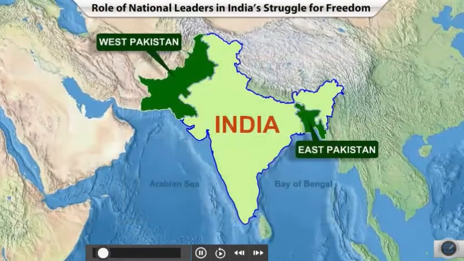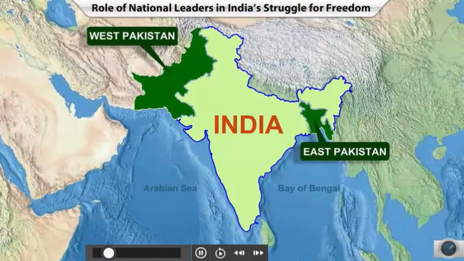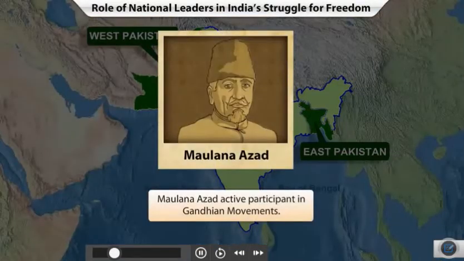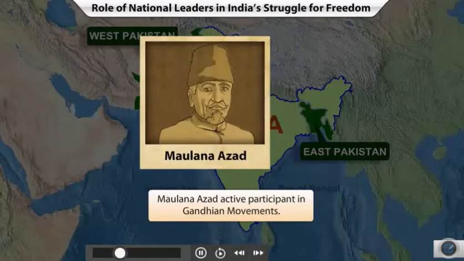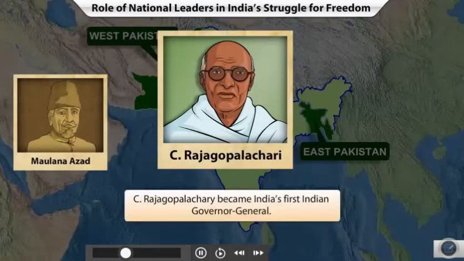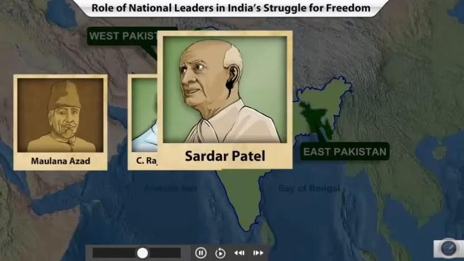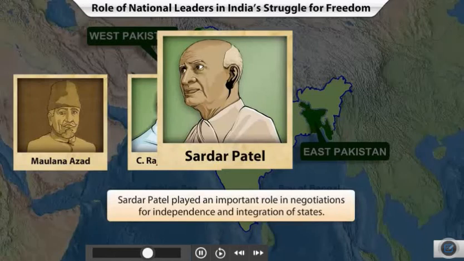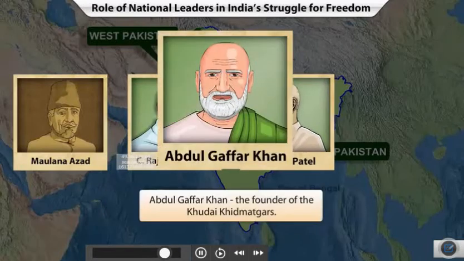Some of the leaders who played a prominent role in India's struggle for freedom were: Maulana Azad, an active participant in the Gandhian movements. C. Rajagopalachari served as a member of the interim government of 1946 and became India's first Indian Governor-General. Sardar Patel played an important role in the negotiations for independence during 1945 to 1947 and integration of states. Abdul Ghaffar Khan was the founder of the Khudai Khidmatgars, a powerful non-violent movement among the Pathans of his province.